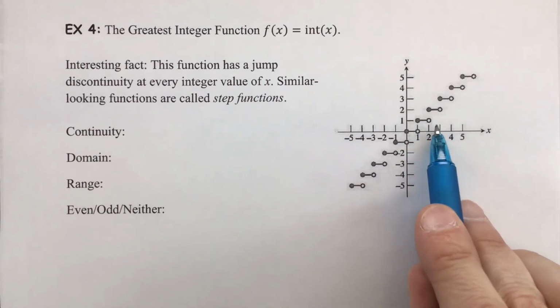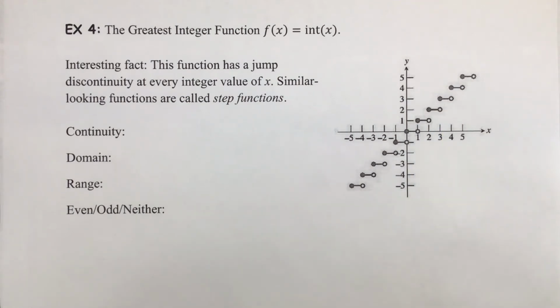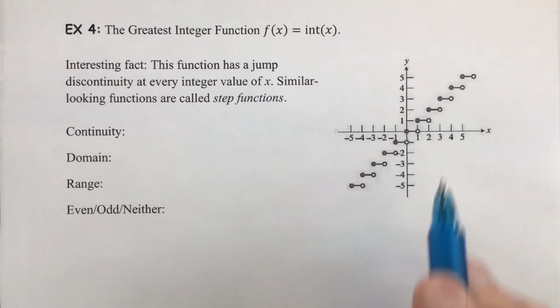You are going to notice that you have an open location with a closed location above it. We have to make sure that we don't have it closed underneath the other one. Otherwise, this technically fails to be a function.